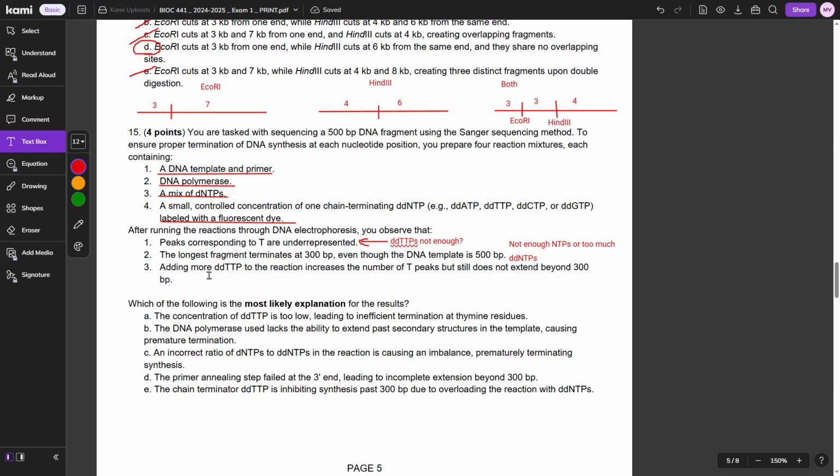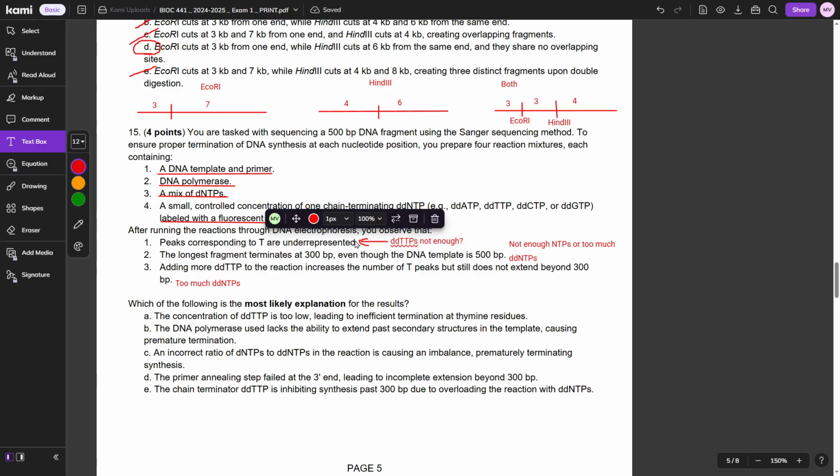Adding more ddTTP to the reaction increases the number of T peaks, but does not extend beyond 300. Still, the fact that it doesn't extend beyond 300 is really weird. Even if you add more ddTTPs, you're not going beyond 300. That tells me we actually have way too much ddNTPs.